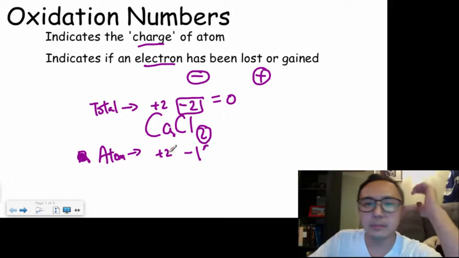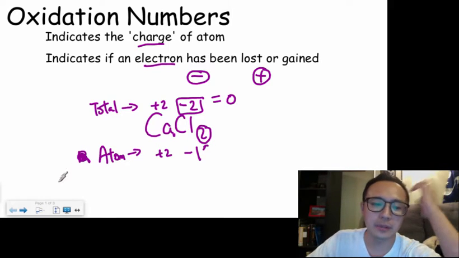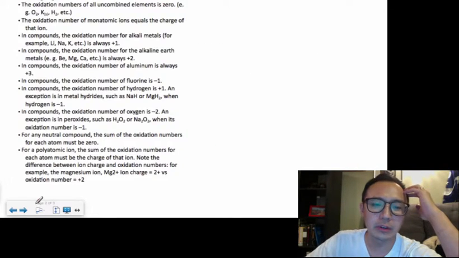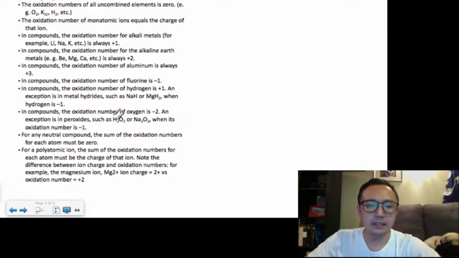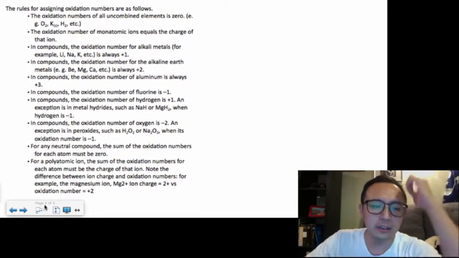And then because I only have one calcium atom, this atom has +2. So right now you might be wondering, where did I get all those numbers from? So let's go over the rules to determine all of that. And these are the rules to help you assign oxidation numbers.